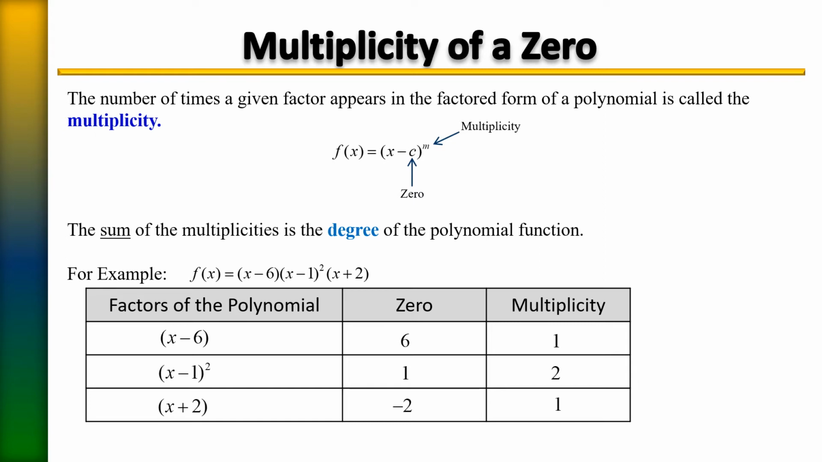Now, if we add up the multiplicity column, the sum of the multiplicities is the degree of the polynomial. That is why, once we add that multiplicity column, we can see that this polynomial function has a degree of 4.